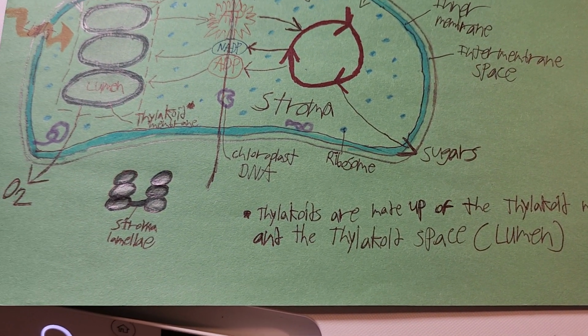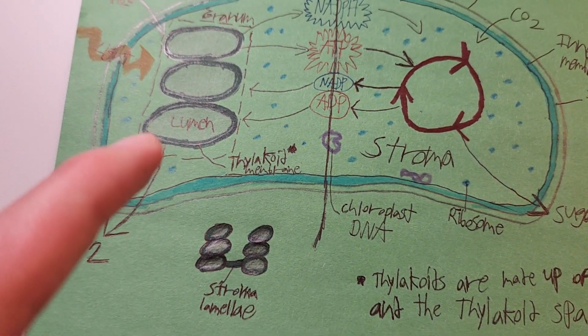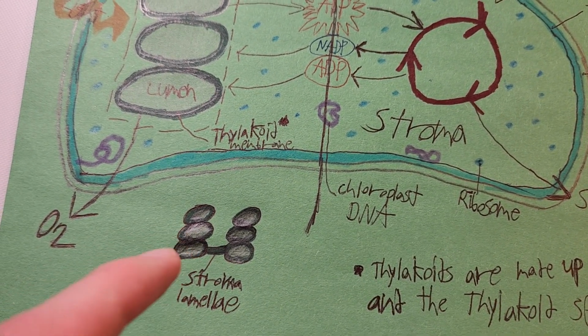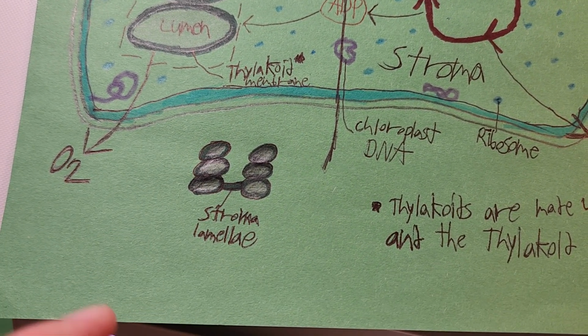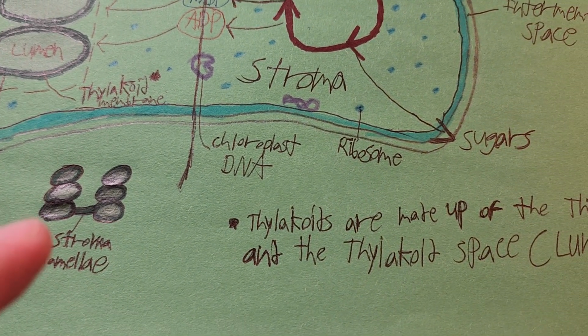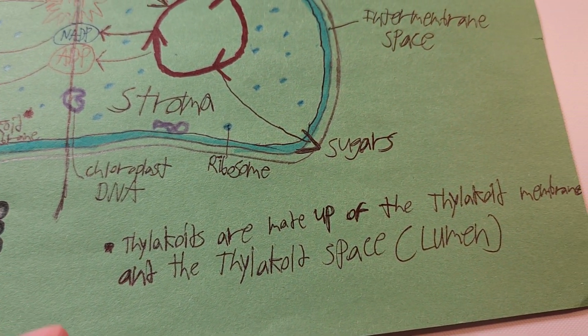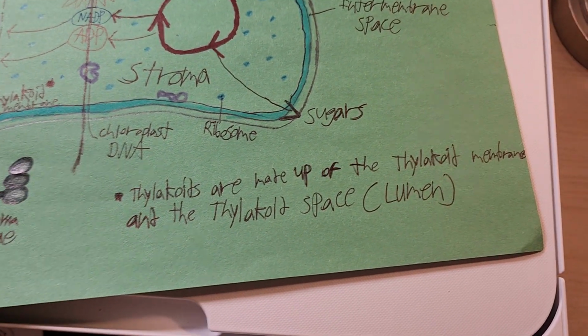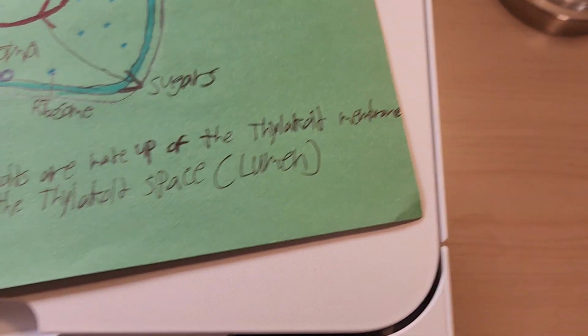And just so you all remember, what connects the grana together is a little tube called the stroma lamellae. And finally, the insides of thylakoids, i.e. what thylakoids are made up of, are called lumen, which are what make up the thylakoid space.